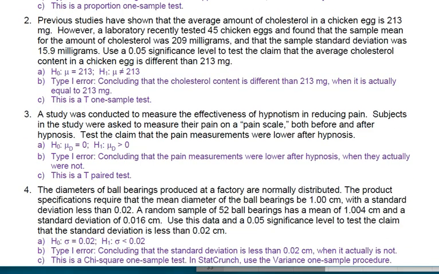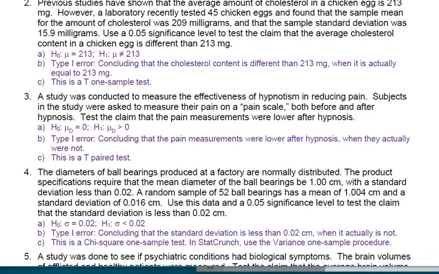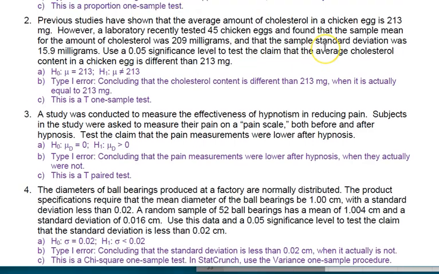Let's go on to number 2. In this one, the claim is that the average cholesterol content in a chicken egg is different than 213 milligrams. Right here we have the word average. That's a keyword to look for in the claim. That means that we're doing a test about a mean. Our alternative hypothesis is going to be that the mean is different than 213. Different means using a not equal to. That means our null hypothesis is going to be that the mean is equal to 213.